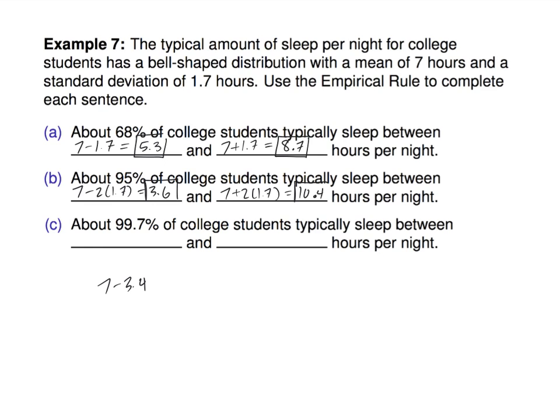Okay, and then this one is going to be 7 minus 3 times 1.7. So for that, I got 1.9. And then on the upper end would be 7 plus 3 times 1.7, which I got is 12.1. I don't know who those people are. Lucky, yes. But if you're sleeping more than that, you're abnormal, right? Or less than 1.9, I feel very sorry for you, but you're probably playing too many video games.